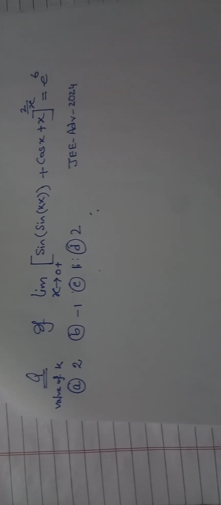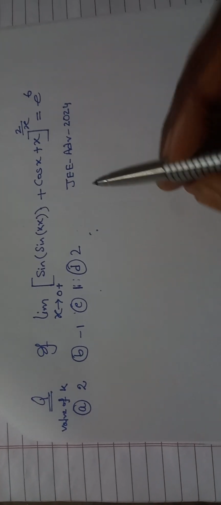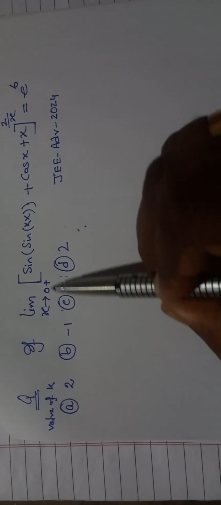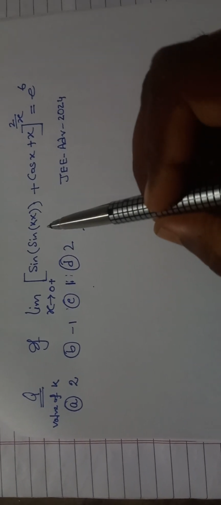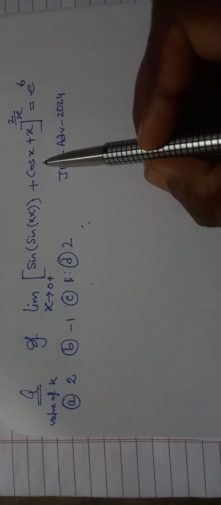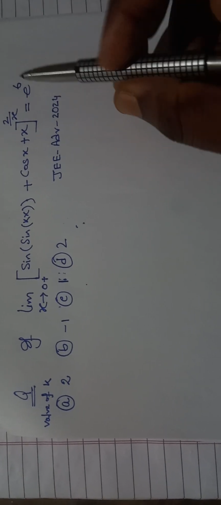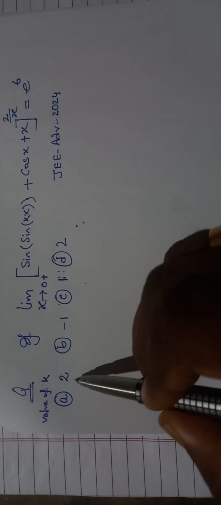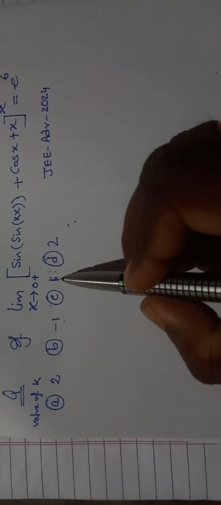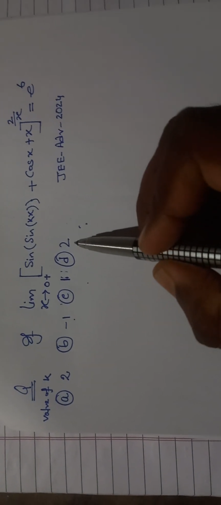Hello student, we are going to solve another JEE Advanced question which came in 2024. The question is: if limit x tends to 0 plus of (sin(kx) + cos x + x) to the power 2 by x is equal to e to the power 6, then the value of k is 2, -1, 1 or 2. We have to find it.